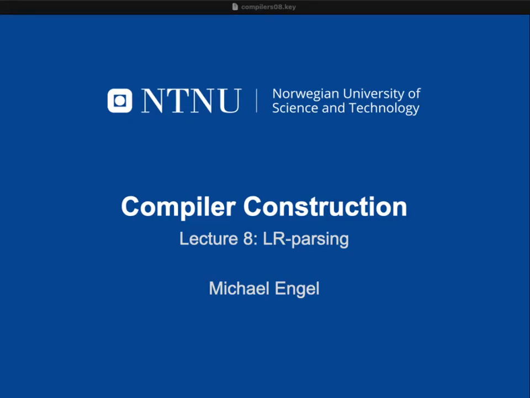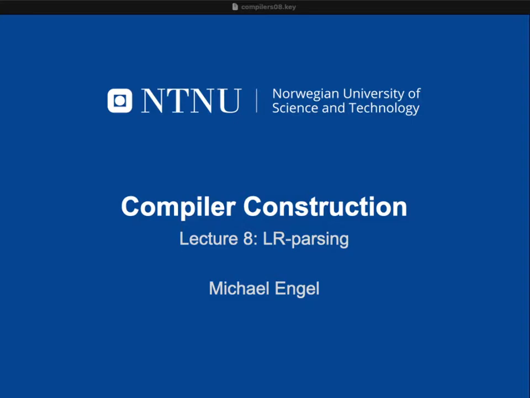Welcome back to compiler construction. We'll continue our discussion on parsing. So in the last two lectures we took a look at first top-down parsing, so building recursive descent parsers and then having this automated using a parsing table.